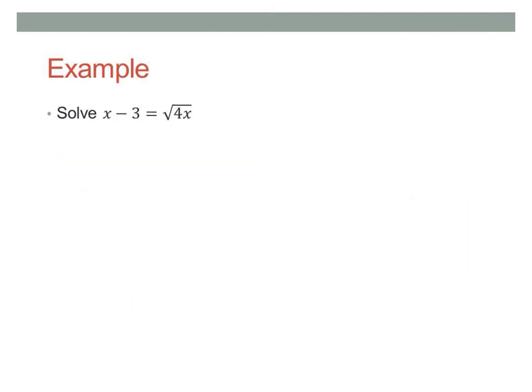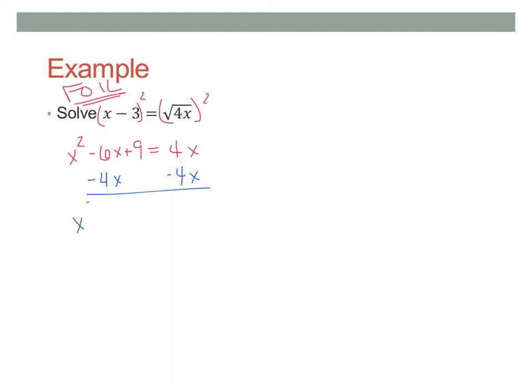So let's try one more just to make sure that we got it. So we're going to go ahead and square both sides. So we're going to FOIL. Okay, so that's going to be x squared minus 6x plus 9 equals 4x. Again, we have a quadratic, so you always want to set your quadratic equal to 0. And I'm going to go ahead and see if I can factor. Let's do minus 9 minus 1. Should give us a negative 10. So then x equals 9 and 1.